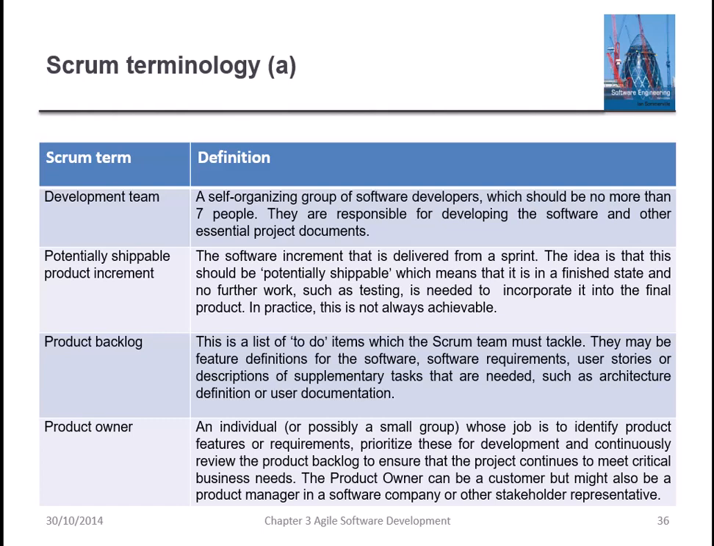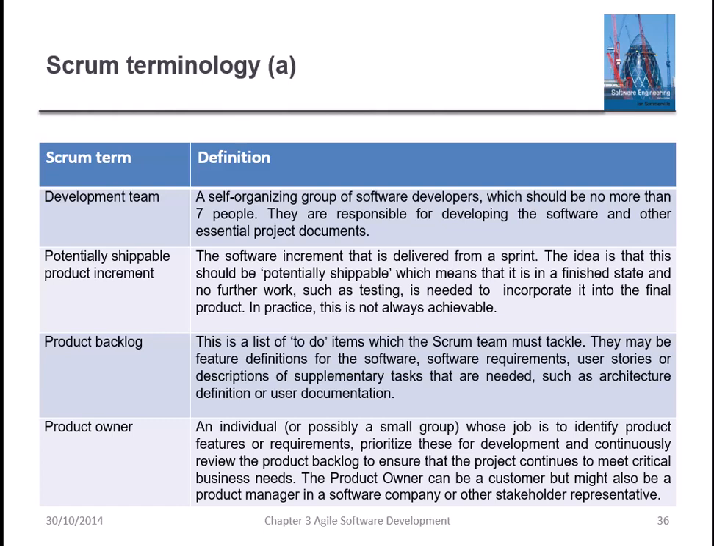Potentially shippable product increment: the software increment that is delivered from the sprint. Later I will discuss the sprint in detail. The idea is that this should be potentially shippable, which means that it is in a finished state and no further work, such as testing, is needed to incorporate it into the final product. In practice, this is not always achievable.